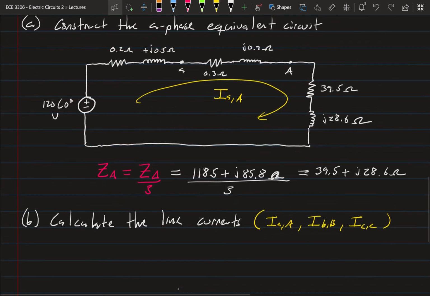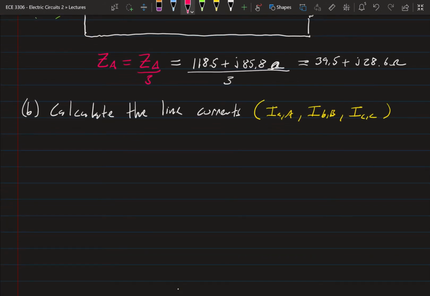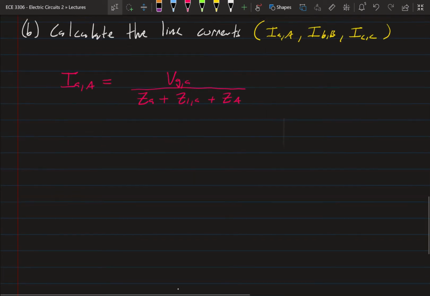So if we go and look at our equivalent circuit, we know that the current is just going to be our voltage divided by all of this impedance. So it's just going to be IaA is equal to VgA over little z_a plus Z_LA plus capital Z_A.